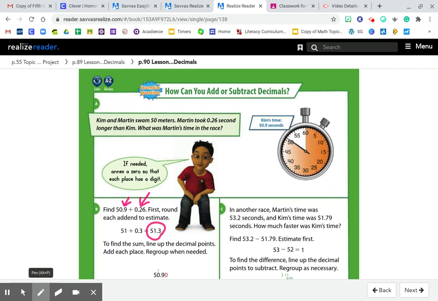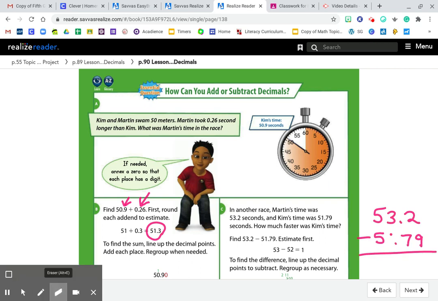In another race, Martin's time was 53.2 seconds and Kim was 51.79. How much faster was Kim's time? So in this case, we're going to do subtraction. And we're going to have to, got that little blobby thing there, sorry. We're going to be annexing a zero. So we can do some subtraction.